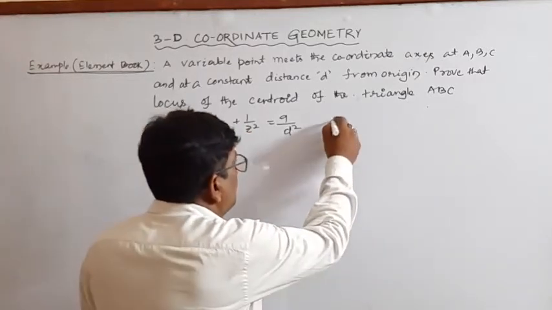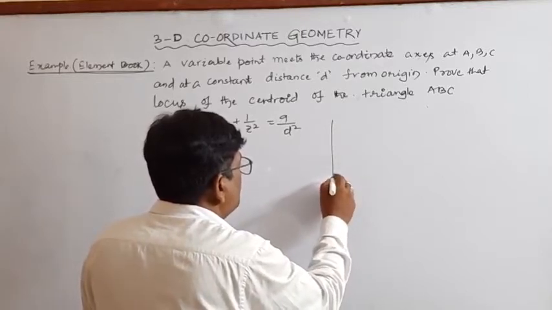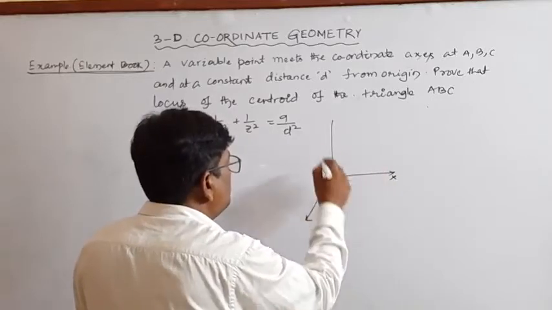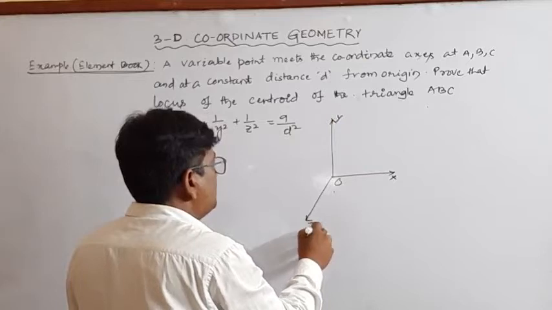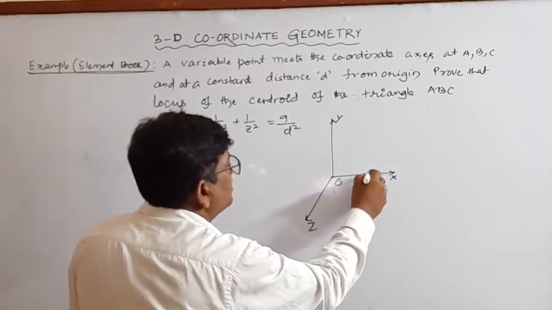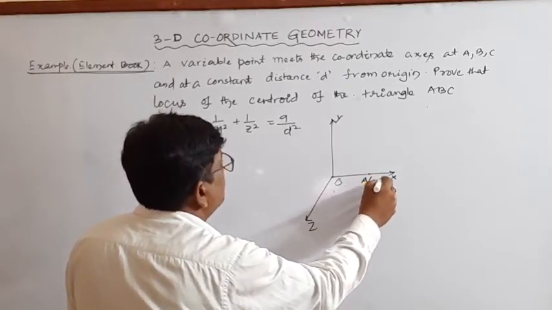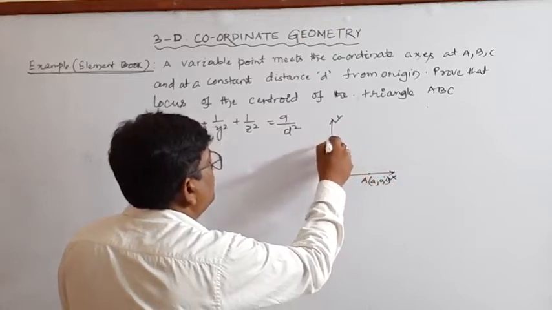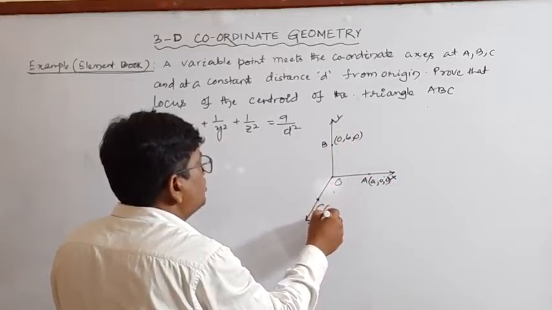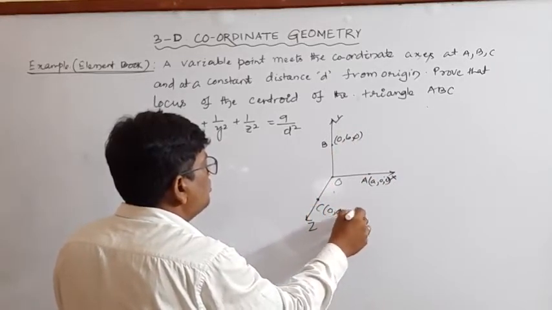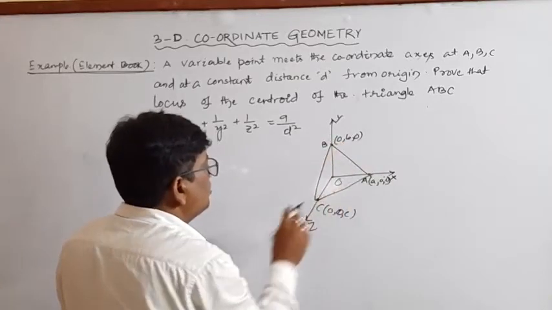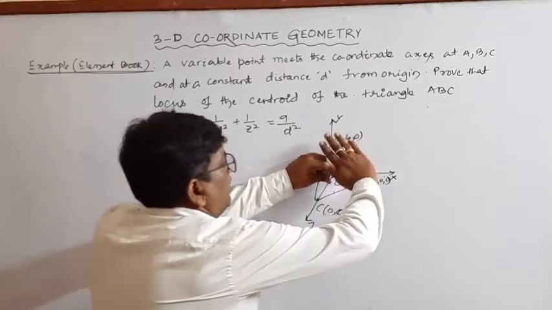So this is, suppose, our 3-dimensional coordinate system. This is the x axis, origin, y axis, z axis. Then the plane meets the x axis at the point A, that is A 0 0, the y axis at the point B, that is 0 B 0, and the z axis at the point C, that is 0 0 C. This is the plane, like this.